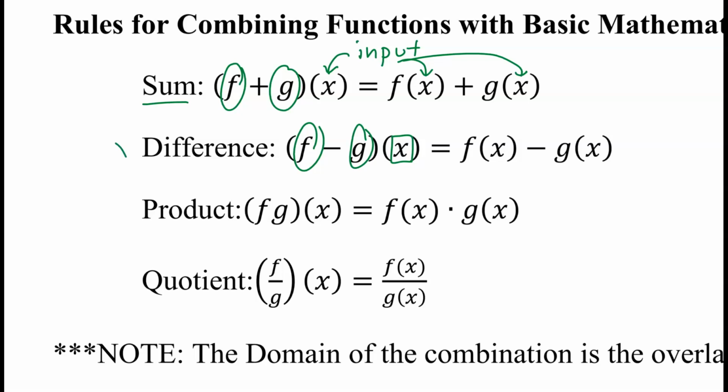Now, order matters. It doesn't really matter for sum or product, but order matters for difference and quotient. This makes sense, or it should make sense, because 2 minus 4 is different than, as we're about to write, the same thing again.